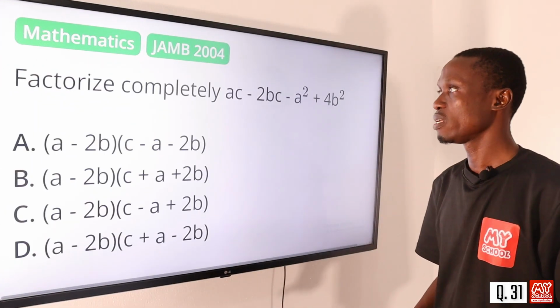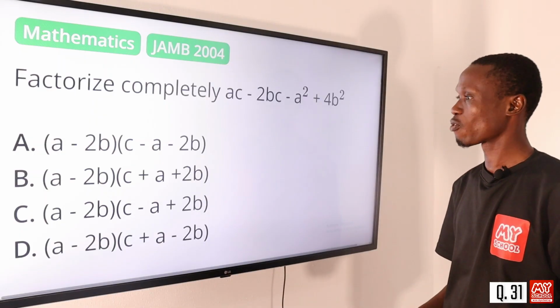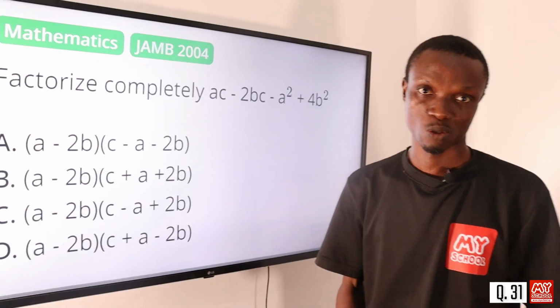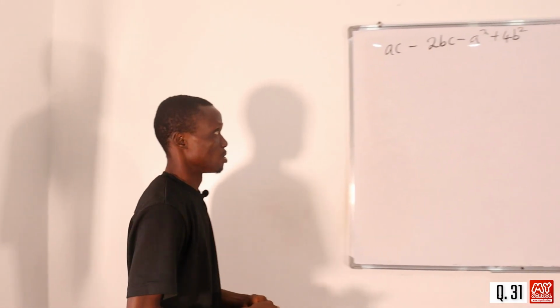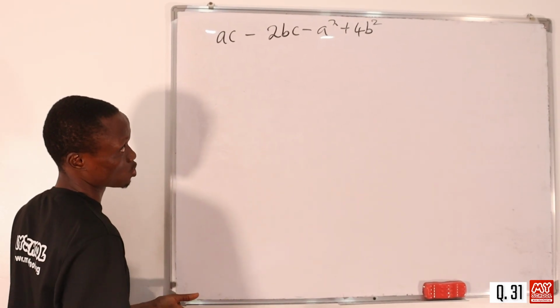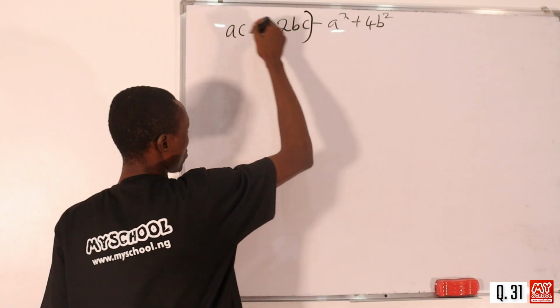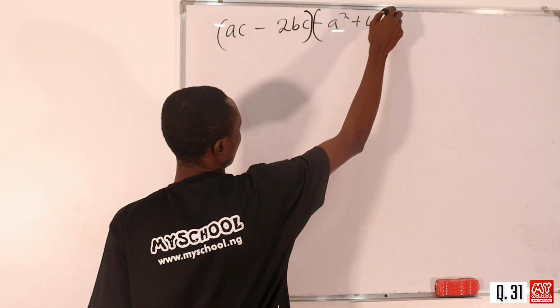Question 31. Factorize completely ac minus 2bc minus a squared plus 4b squared. So let's move over to the board to provide answer to this question. So basically we are asked to factorize this completely. So first thing first, just for us to group, since they are up to 4, we group them 2. So we put the first 2 together and we put the last 2 together.